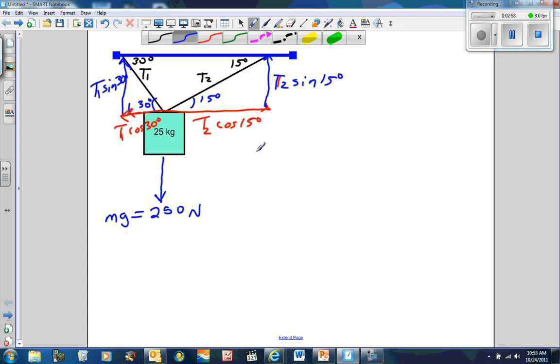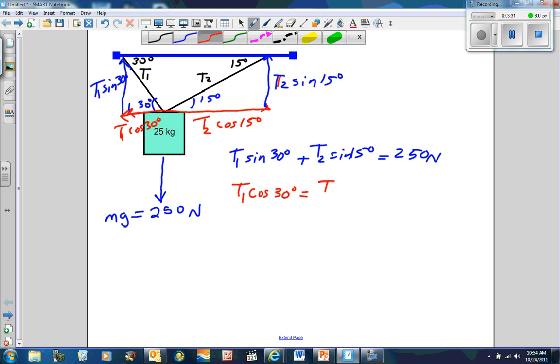So I'm going to make two equations here. I'm going to make a y equation, which means the two ups have to equal the down, so that means added together, T1 sine of 30 degrees plus T2 sine of 15 degrees has to equal 250 newtons. I have two unknowns there, so I need another equation, and that comes from my two red ones. And we know because the net force is 0, T1 cosine of 30 degrees has to equal T2 cosine of 15 degrees.